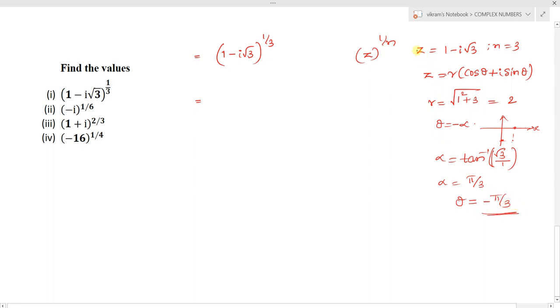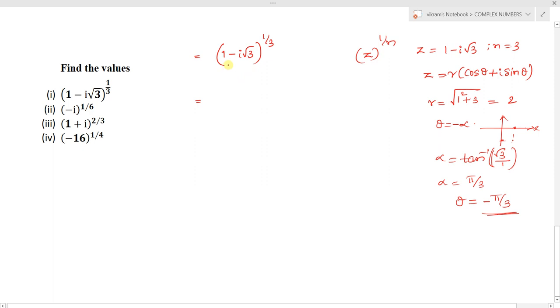I think you know the concept of how to convert the given complex number in the x plus iy form into the modulus amplitude form, that means r times cos theta plus i sin theta. Please watch the video regarding this in the complex numbers playlist.